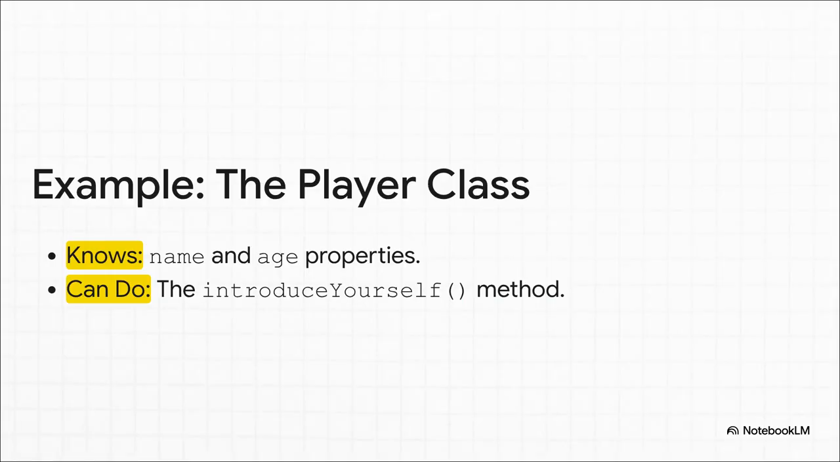Our Player class is the perfect example of this in action. What does it know? It knows the player's name and age. Those are its properties. And what can it do? It can run the introduceYourself action. That's its method. It's all bundled up in one neat self-contained package.